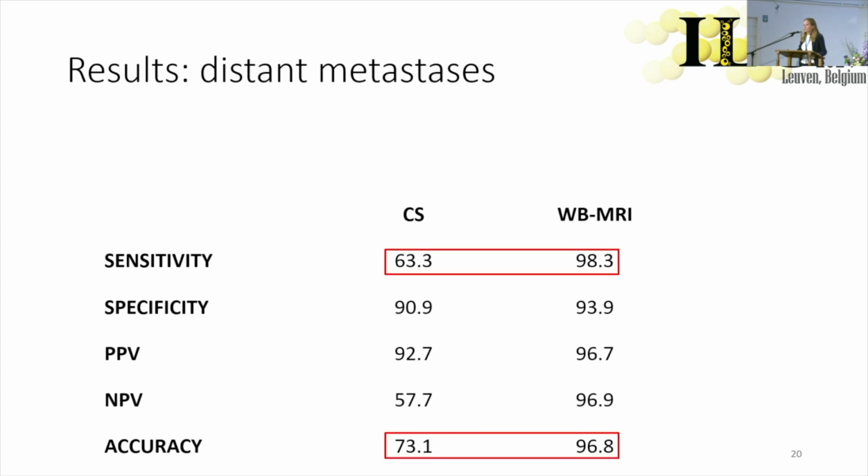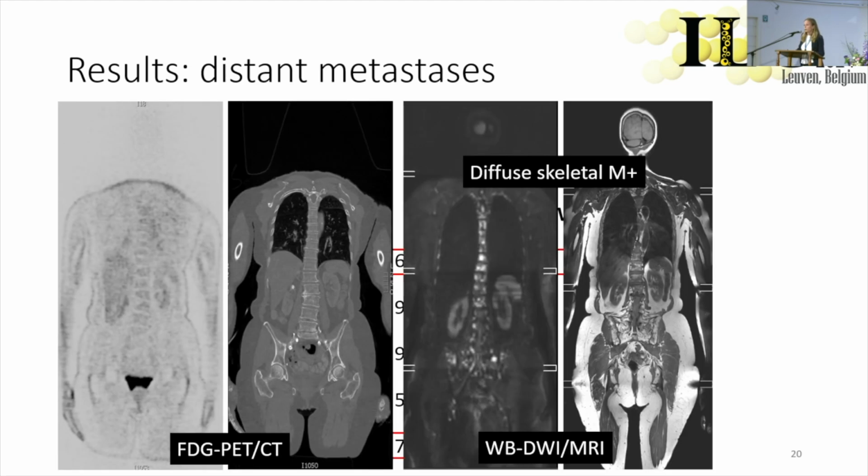For the evaluation of distant metastases, we also saw that the sensitivity really increased to 98%, and the accuracy was very high, with nearly 97% in our own population.